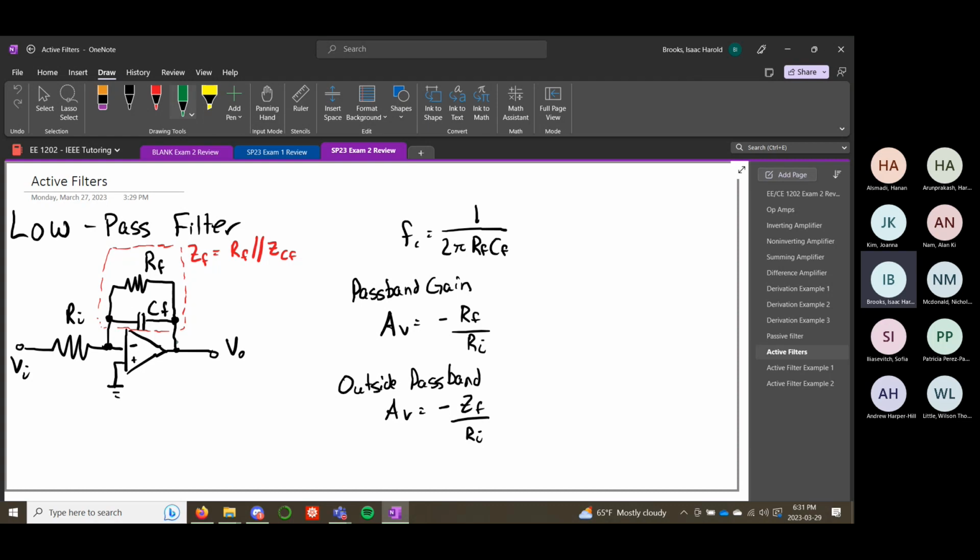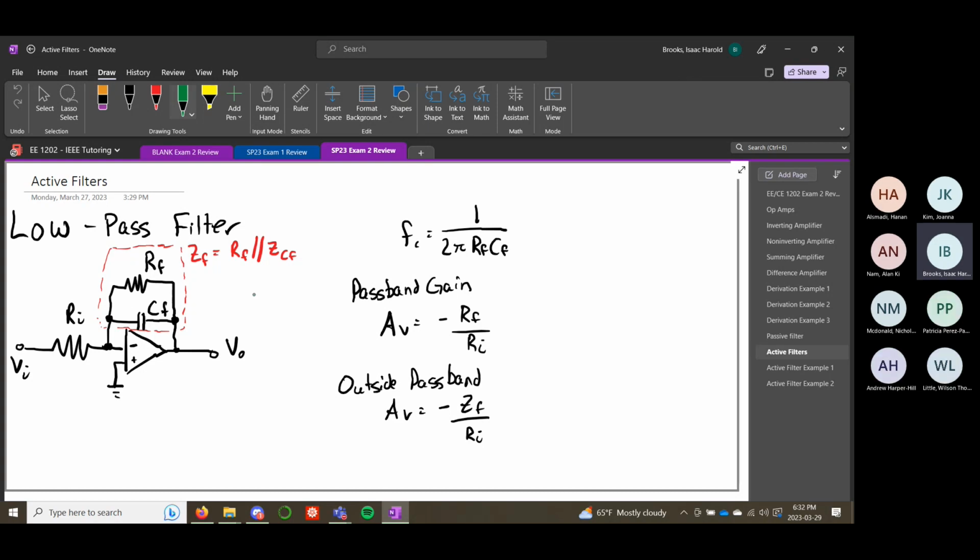But the low pass filter looks like this. I wish I had a good way to remember that the low pass filter has the capacitor in the feedback loop, and the high pass filter has the capacitor on the input. There's ways that you can think about it, but if you have to memorize these, then maybe just try and memorize them. It's only 2 or 3 circuits you need to memorize. But the low pass filter looks like this.